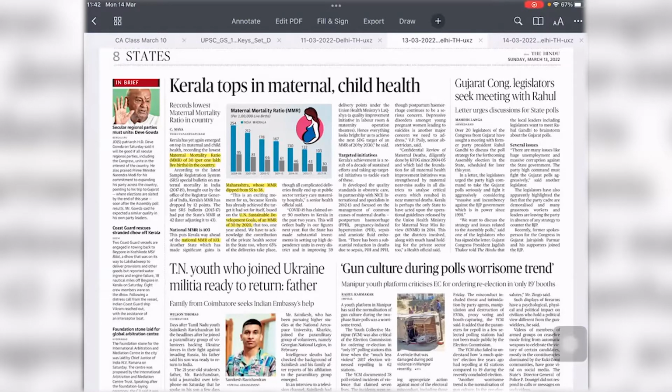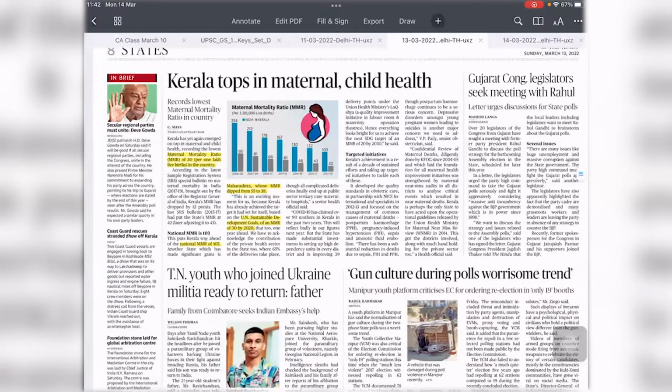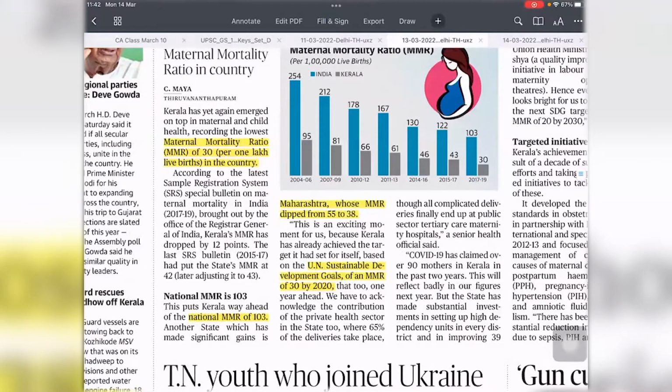This we know. What is MMR? Mother. Maternal mortality rate. Oh, good. So maternal mortality rate in Kerala recently has come down to 30. This is on par with global standards, right? So even Maharashtra is bringing down MMR very nicely. So MMR is per 1 lakh live births, right? And IMR is per 1000.